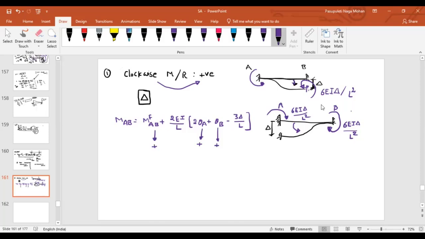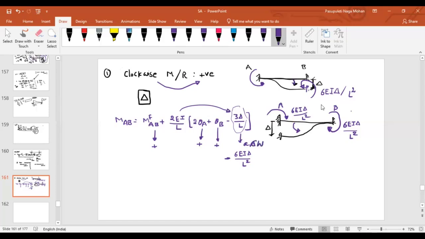Now, you can see here, if I multiply this to this term, how much am I getting? 2EI by L into 3 delta by L. Obviously, what I am getting? Minus 6EI delta by L square. If I am considering everything clockwise as positive, what does this negative sign represent? That means, according to the formulation, if everything is in clockwise direction, this 3 delta by L, or the fixed end moment because of the delta, is considered in the anti-clockwise direction.